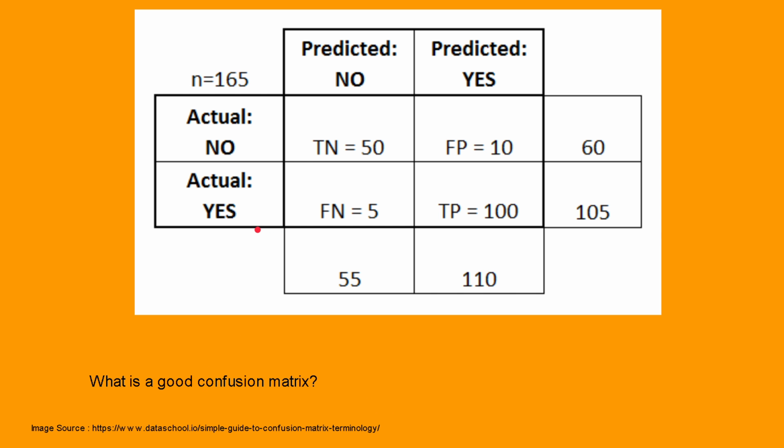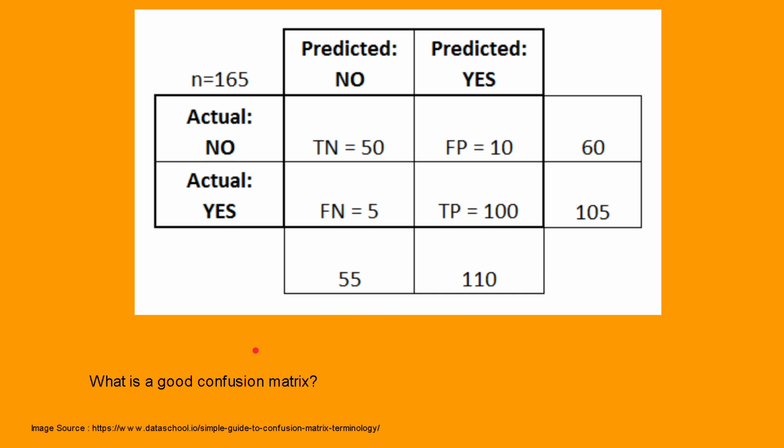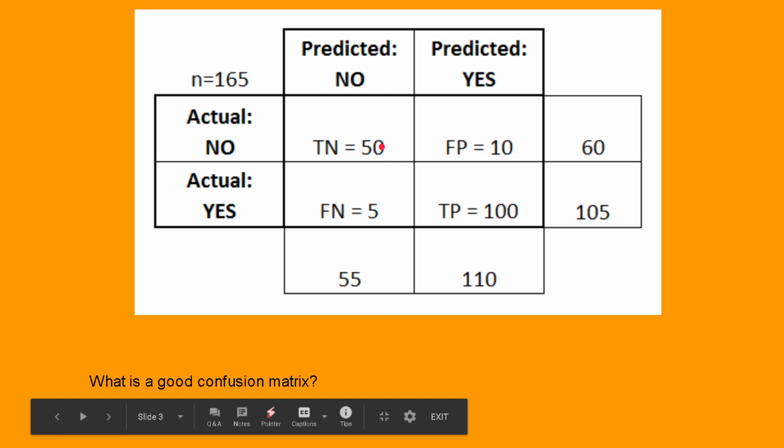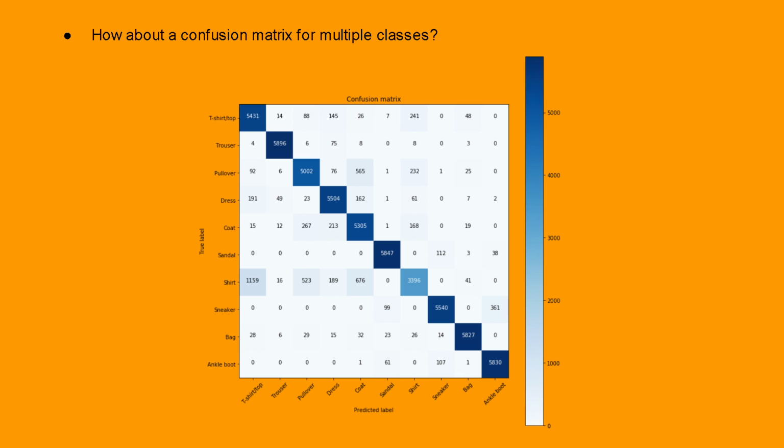Now the next question is, what is a good confusion matrix? A good confusion matrix is when you have a high number of true negatives and true positives. So when these numbers are high, like 50 and 100, whichever model gives you the sum of these two to be high, you can prefer that model as a good ML model for the given data set. Now let us see how a confusion matrix looks for multiple classes. This is how it looks. We just have more columns and rows.